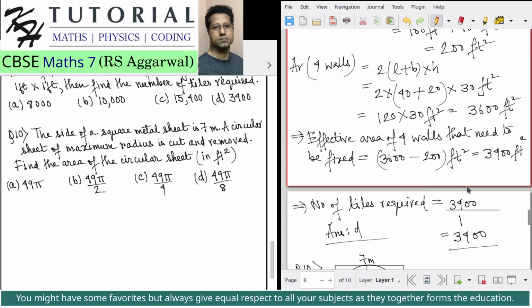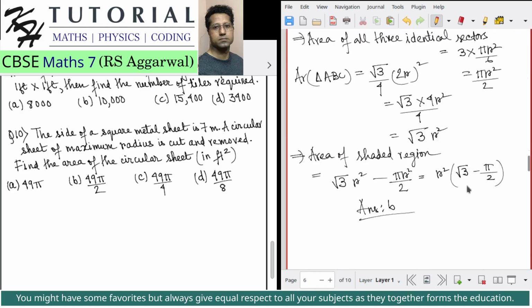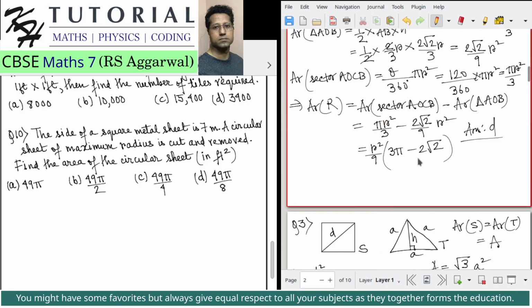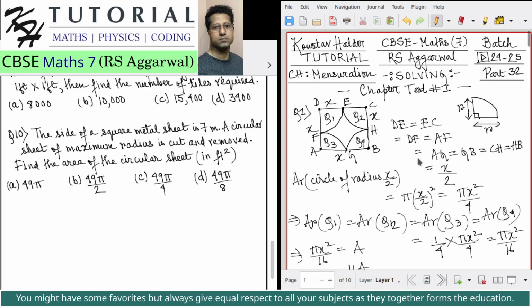So with this, it brings to an end solving the 10 problems of chapter test number 1 on the chapter of mensuration. I will make another test, that is chapter test number 2, with more of these kind of problems from the chapter of mensuration. I hope solving these problems will give you a good evaluation of your understanding of the concept of area and perimeter from the chapter of mensuration.